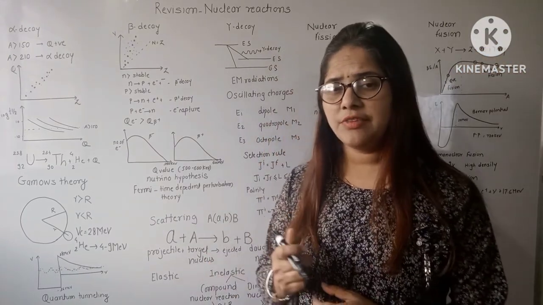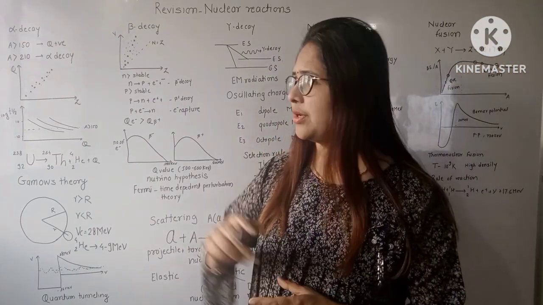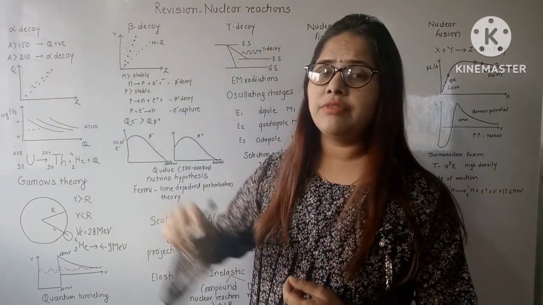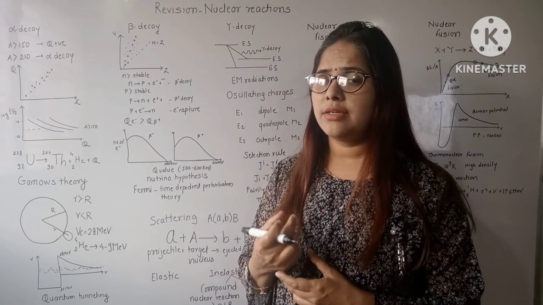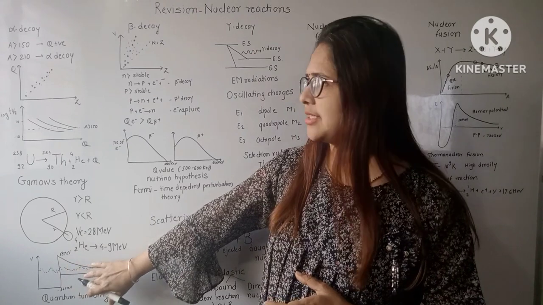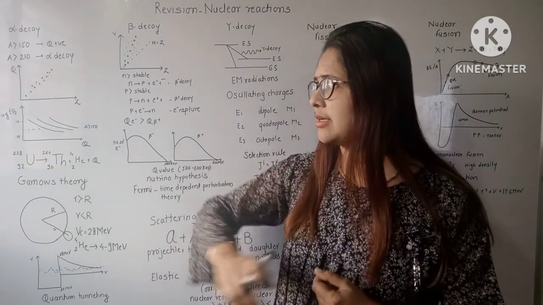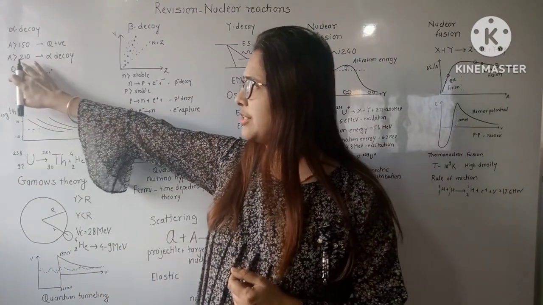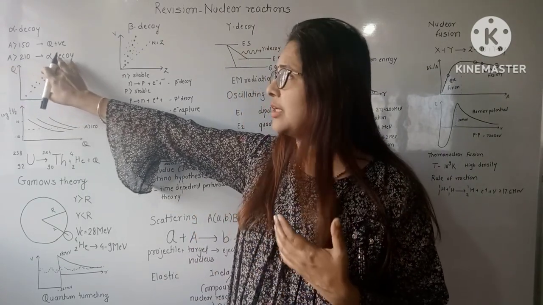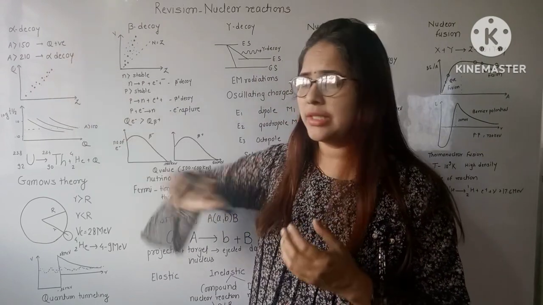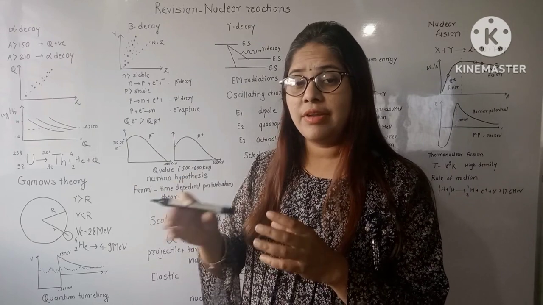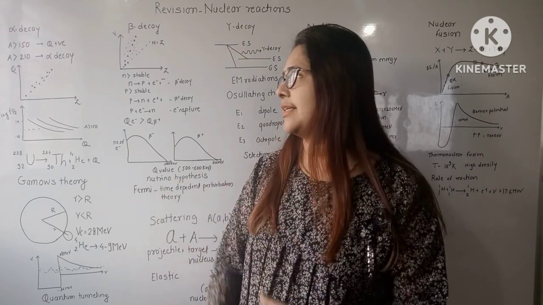For the elements in which the Q value is positive, say A greater than 150, even if the Q value is positive, it does not necessarily give the alpha decay process. We are going to see the reasons. Just remember that nuclei with A greater than 210 can only go through the alpha decay process. They can only give out the alpha particle when the nucleus is in an excited state.